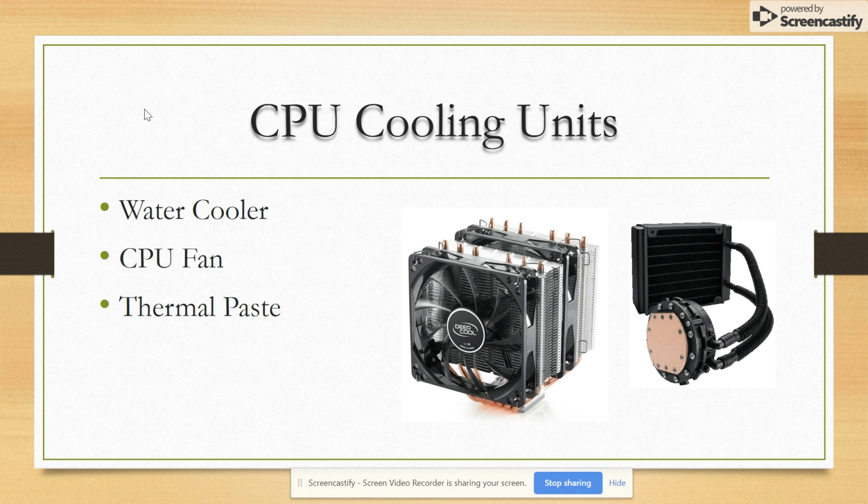Your CPU cooling units will cool down your CPU because that's the component that does get the hottest out of all the components. So what you want to do is either get a CPU fan or a water cooler. A water cooler uses water to cool down your CPU, and the fan just uses air. The fan is cheaper. The water cooler is more effective. It has gives and takes.